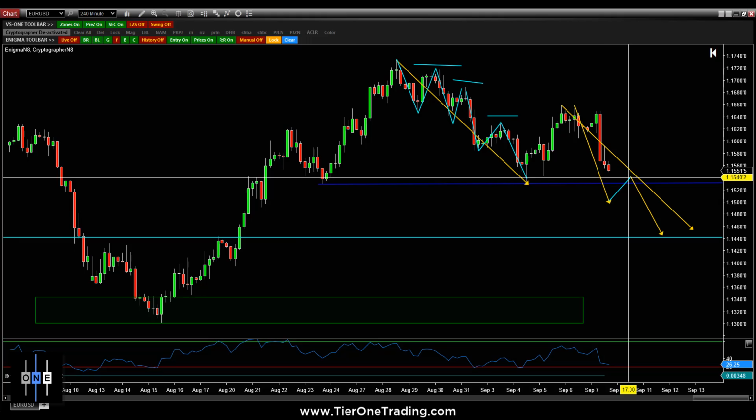Again, breakout traders, you're probably going to put a sell stop order and just get in right away. Pullback traders, you're waiting for the pullback in order to get involved and looking for a move down to 114.40s. And then, of course, my bigger projection is still down to 110s.